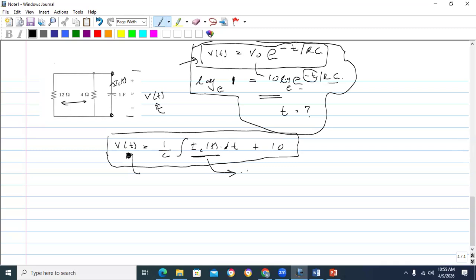eliminated. Okay, this current term should be removed. Then this equation is valid. This equation is valid, but you can't directly use it because the current term is there. You need to remove this current. So how to remove the current? Okay, so you can use actually the Kirchhoff law here.